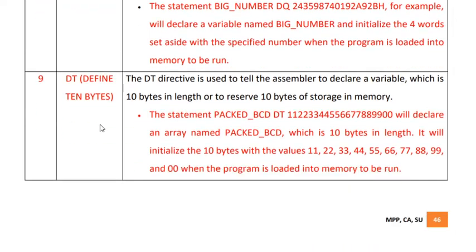Now DT. So DT stands for define 10 bytes. The DT directive is used to tell the assembler to declare a variable which is 10 bytes in length. Again, here we have an example. So this is the statement packed underscore BCD DT 11223344556677889900, which will declare a variable named packed underscore BCD, which is 10 bytes in length, and it will initialize the 10 bytes with the value that is specified when the program is loaded into the memory to be run.